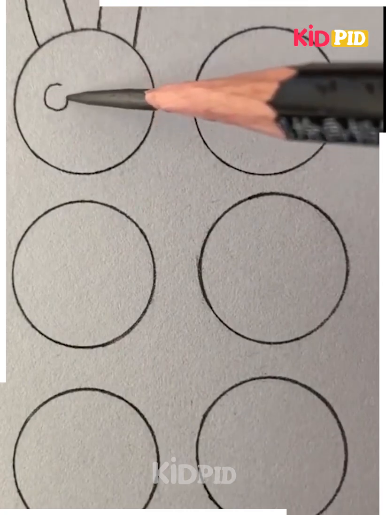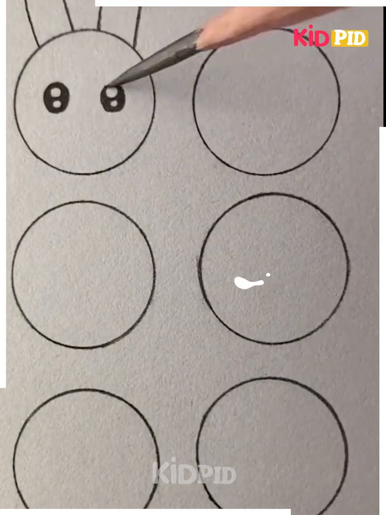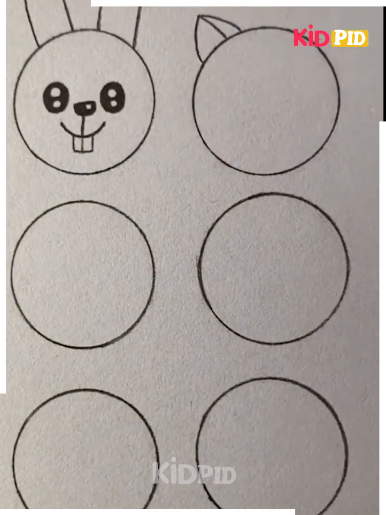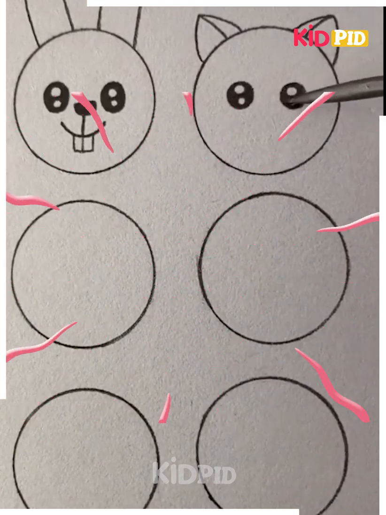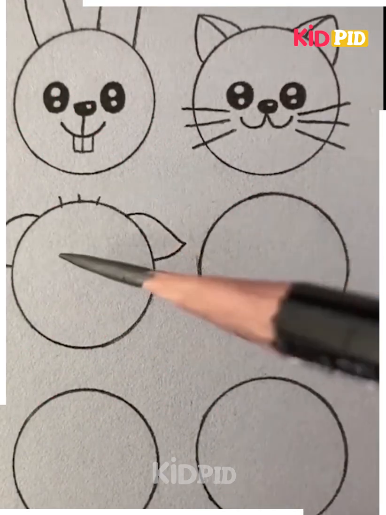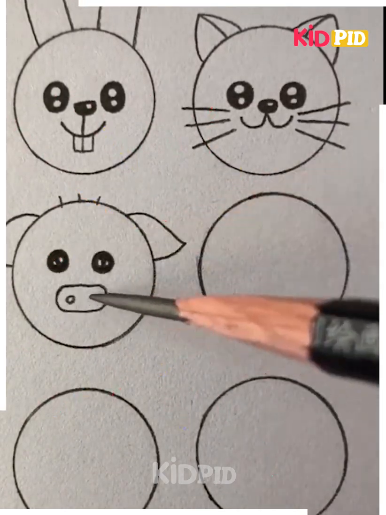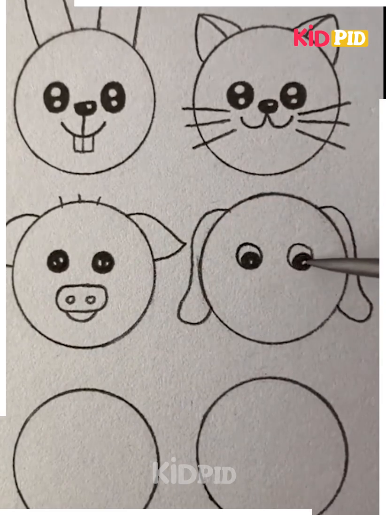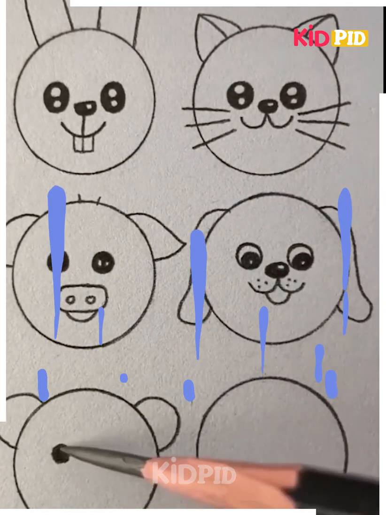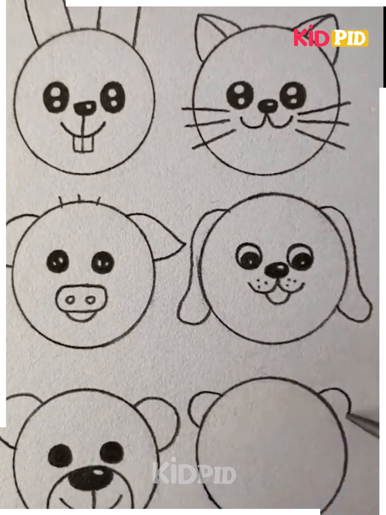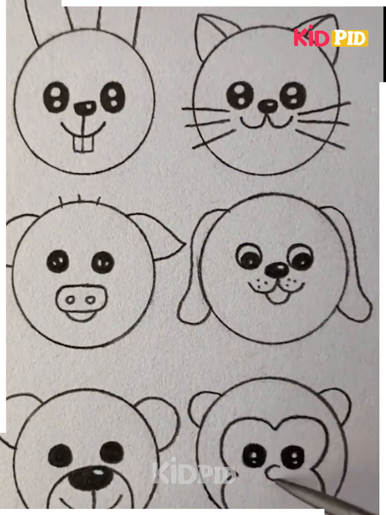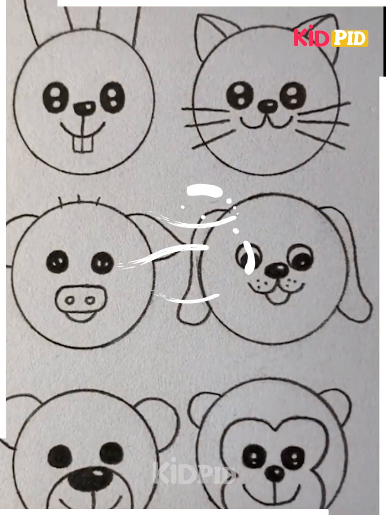Six circles, and I'm drawing different types of faces. So here I'm showing how to draw different faces. First I'm drawing ears, eyes, nose, and lips, and here's a pussycat, and the third one I'm drawing a pig, and the fourth one I'm drawing a dog, and the fifth one I'm drawing a teddy bear, and the sixth one is a monkey.